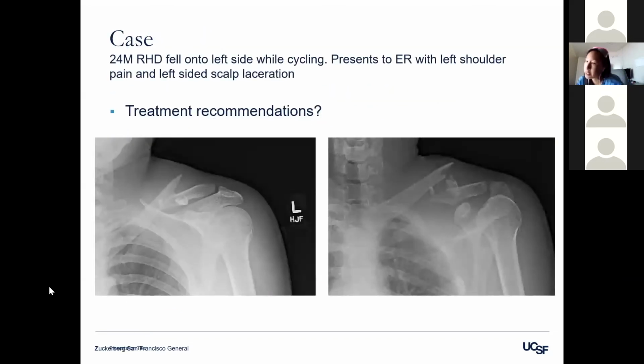So let's see, maybe Erica. What would you recommend for this patient? Let's say you see him in clinic, it's his non-dominant side, he's pretty healthy, he's active. What kinds of things would you talk to him about? So I would say that you could probably treat this either operatively or non-operatively. And the choice is kind of his.